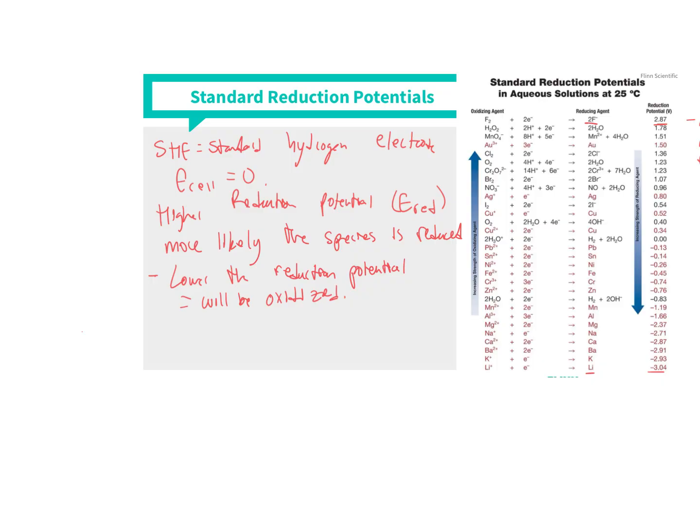And if you want to find the potential of your entire cell, it's always the reduction potential of the cathode minus the potential of the anode. And so it's essentially the reduction potential of what will be reduced minus the potential of what's being oxidized. And that's how you find the whole cell.